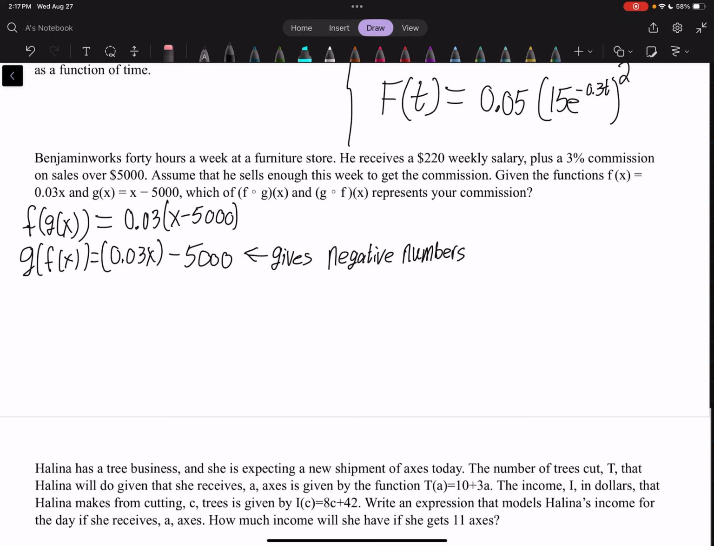It does say assume he sells enough, so let's put in 5,000 for x. That is still 0.03 of 5,000, which is still going to give me negative money. It cannot be g of f of x. F of g of x is the correct composite function.